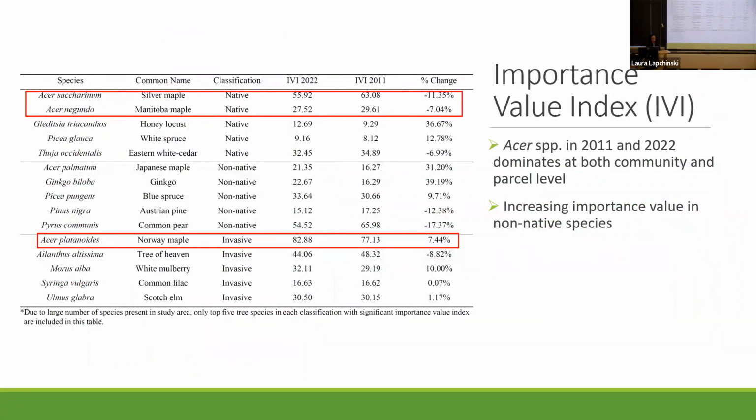And so these are the results from measuring the importance value index to find out how dominant a species is in a given forest area. As expected, Acer species dominate in both time periods and at both community and parcel level, as reflected by their high importance value index. It is also noticeable that there is an increasing trend in the IVI for the non-native species. As we could see, they have a relatively larger positive percentage change from 2011 to 2022.